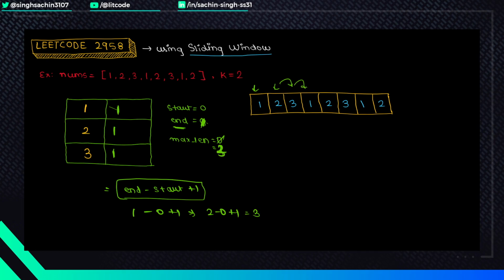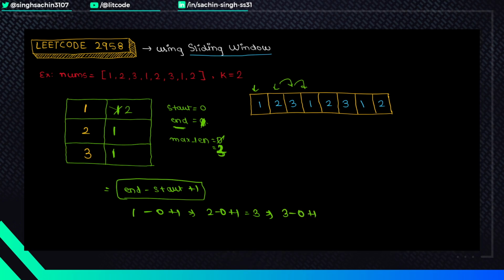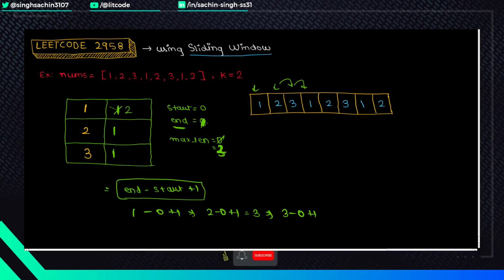Again we'll move. Now our end is at 1. We already had 1, so its count will be replaced by 2. It is still not greater than k, so the condition still holds. Now end is pointing at 3, and 3 minus 0 plus 1 is 4. So let me rewrite this. It is 4 now. The maximum length of subarray is 4. Again we'll move, and same here, it's 2.